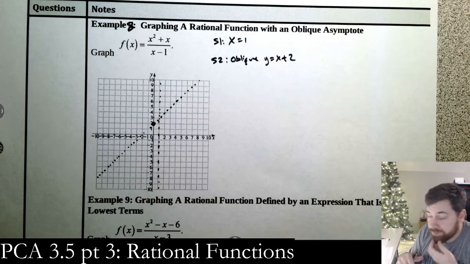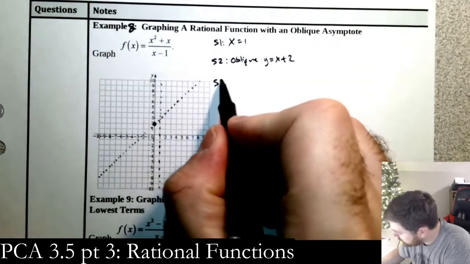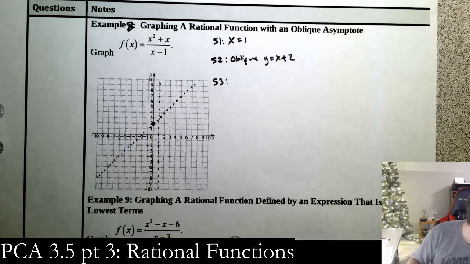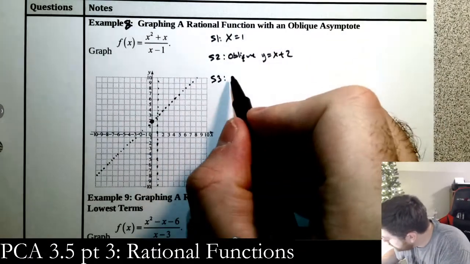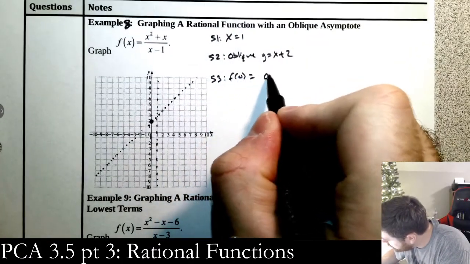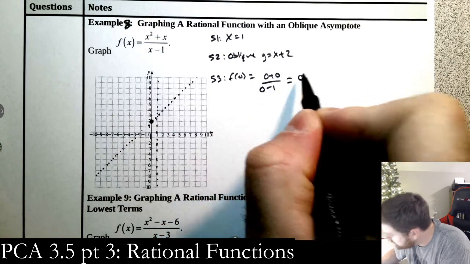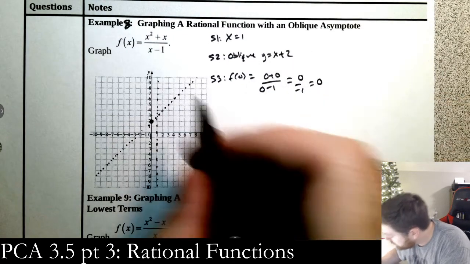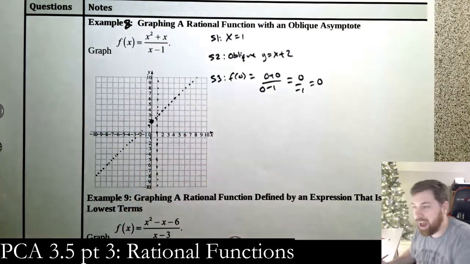Okay? All right, so step 3. Step 3 was our y-intercept. Plug in 0. F of 0 is 0 plus 0 over 0 minus 1. That's 0 over negative 1, which is 0. So we know it crosses at 0, which I already have that point plotted.